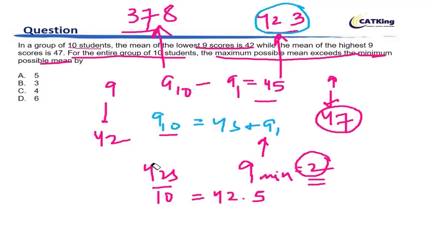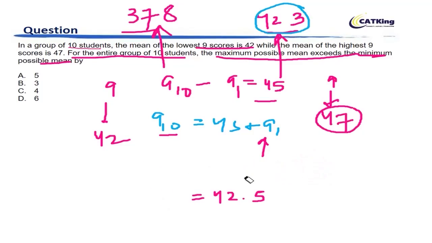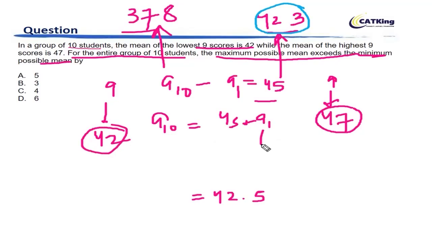Similarly, let's find out the maximum mean. What is the maximum value that I can take for the last number? So for example, A10 is 45 plus A1. Okay, so can I take A1 bigger than 42? The answer is no. I cannot take A1 bigger than 42.